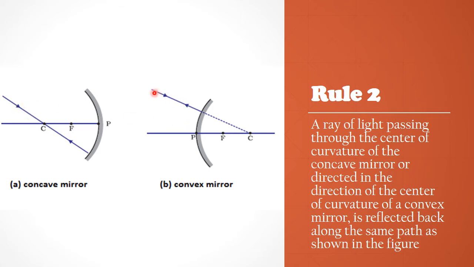For a convex mirror, when a light is directed towards the center of curvature, after reflection it travels back along the same path. Note that in the case of a convex mirror, it does not pass through the center of curvature. It is just directed. Clear? Whereas in the case of your concave mirror, it passes through the center of curvature.